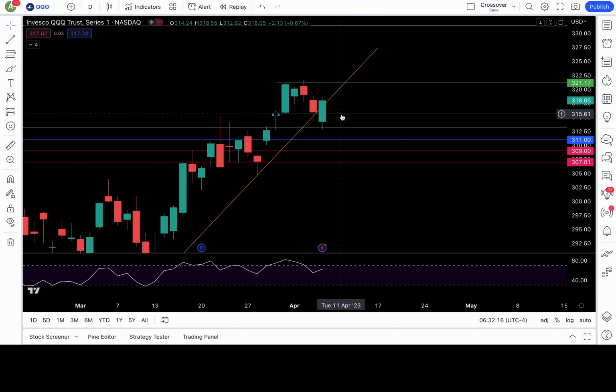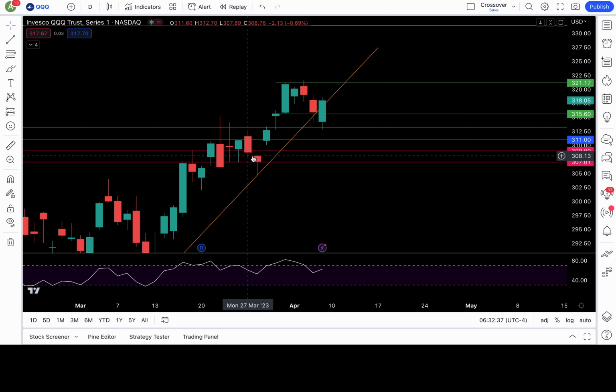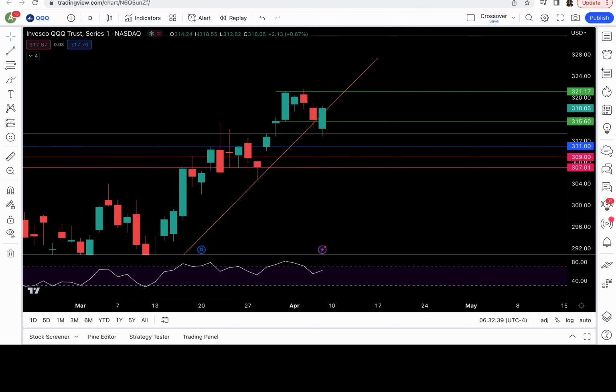Watch the support. Loss of 317.5 would be a sign, but loss of 315.5 and especially 313.2 would be very bearish and a sign that we're going to get a deeper pullback. And we could drop down even lower, back to 311, 309, maybe gap fill around 308-ish. Okay, there is a decent-sized gap at 308. Keep that in mind as well, all right?